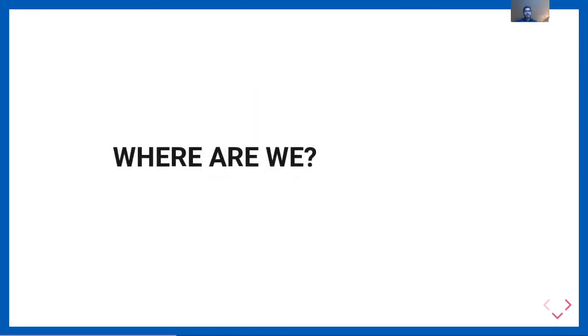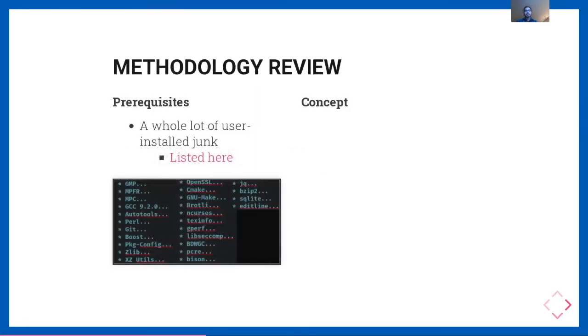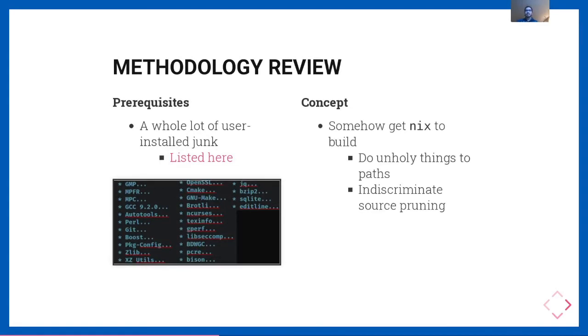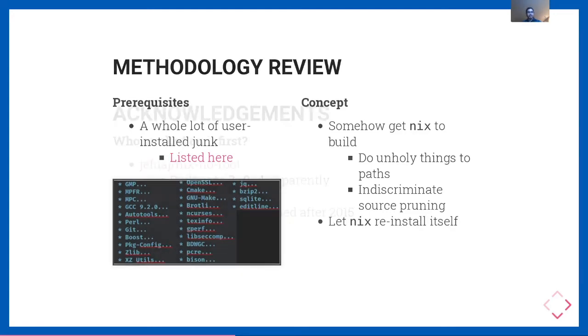So where are we exactly? Well, there's a whole lot of user-installed junk. There's a post which accompanies this. I'm not going to get into all of that. But the basic concept is do something to get Nix to build. Anything. Unholy things to path, prune bits of the source code. Just get it to install somehow. And then let Nix reinstall itself, right?